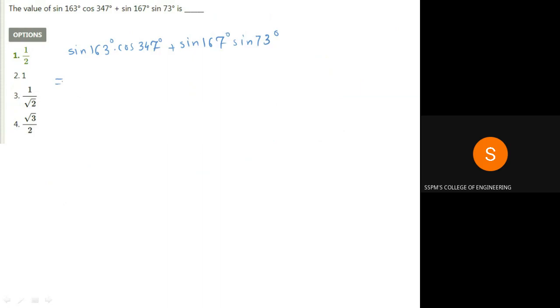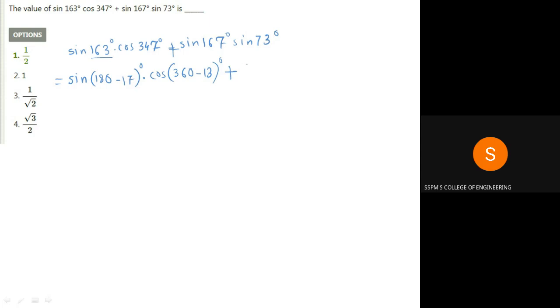Now these are some random angles, 163, 347. We cannot find the values of these angles, so we have to convert them into the nearest angle for which we can find the value. So sine 163 can be converted to sine 180 minus 17 degree. Now again, cos 347 can be converted into cos 360 minus 13 degree. This plus sign we put here.